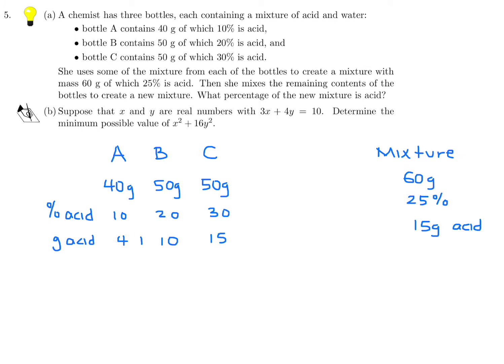Here, if you add up these, this basically is 29 grams of acid. Now 15 grams has gone into this mixture of this 29. So that means 14 grams, which is 29 minus 15, is what's remaining in these bottles, 14 grams of acid.